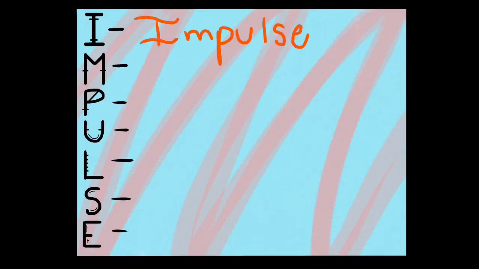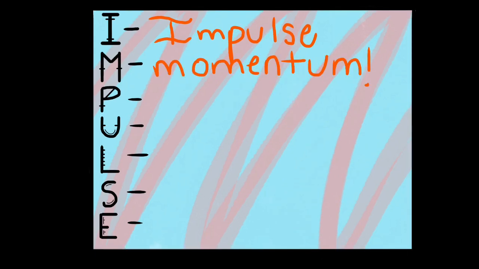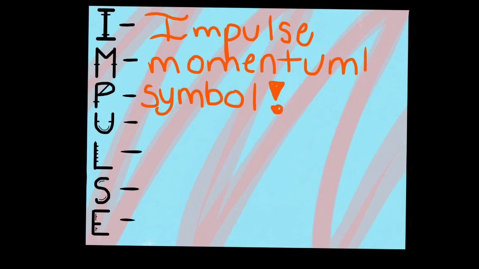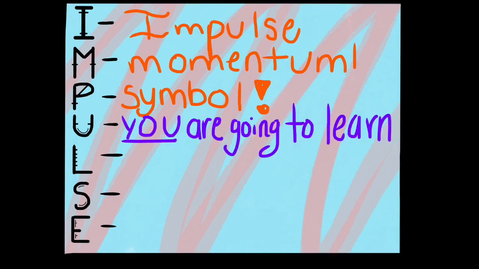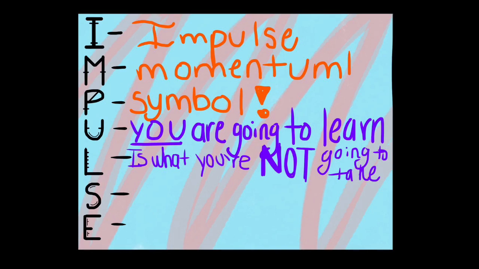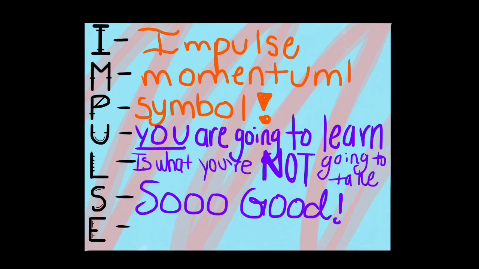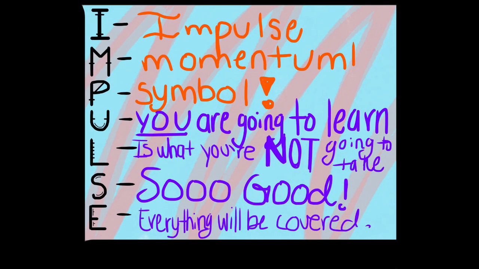I is for impulse. M is for momentum. Can't have impulse without momentum. And then P is the symbol for momentum. U, you are going to learn today. L, that's what you're going to take. S, so good. E, everything is going to be covered.